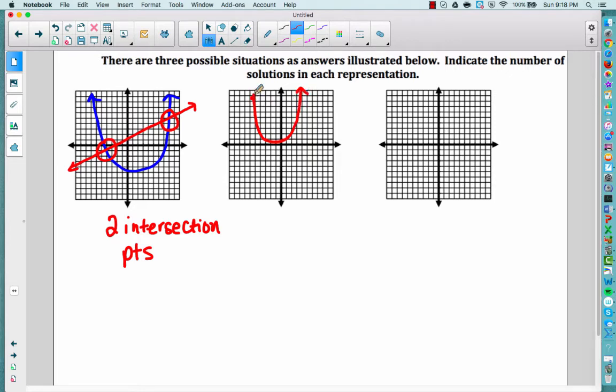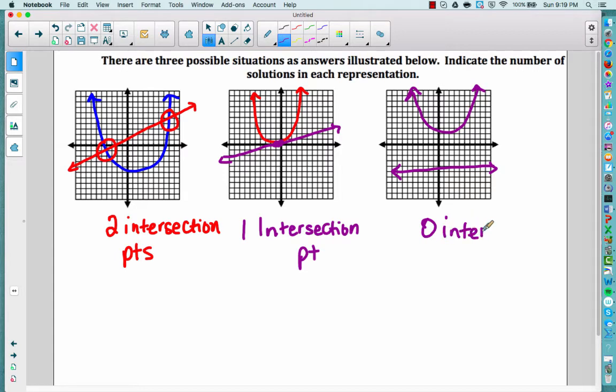Another situation that could occur is that you have a parabola. Sorry, my parabolas aren't so great on here, are they? And the line touches it just right in one place, just at the edge of it. That would be one intersection point. So it doesn't cut through it. It only touches it at the vertex or one of the sides of it. So one intersection point. And then the other thing that could happen is that you get a parabola like this, and a line that doesn't intersect it at all. So 0 intersections.